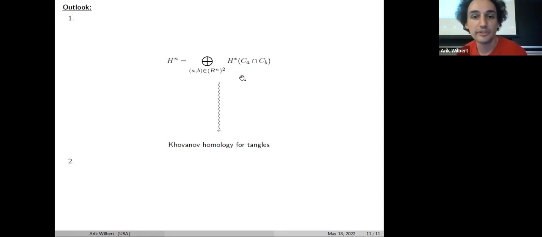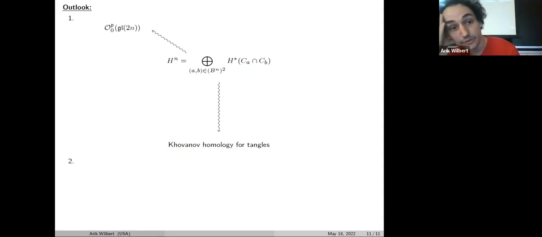If you look at work by the other people I mentioned, for example by Catharina Stroppel, she connects modules over these arc algebras to Lie theory in the sense of some category O. If you look at slight modifications of this arc algebra, where the combinatorics are still the same but you modify it slightly, you can connect this to a certain parabolic category O for the general linear Lie algebra. So this is basically infinite dimensional Lie theory.